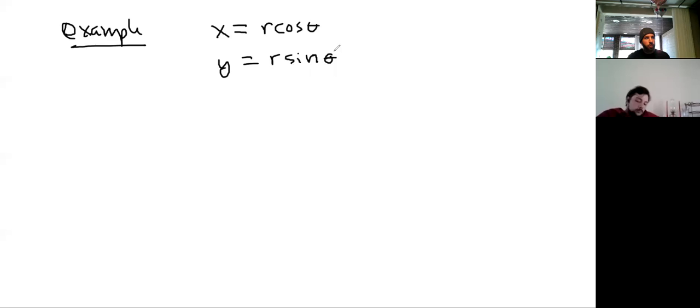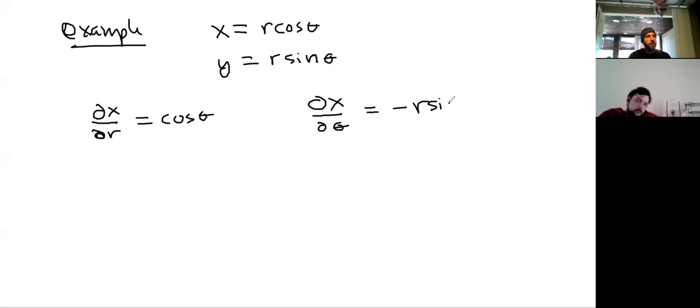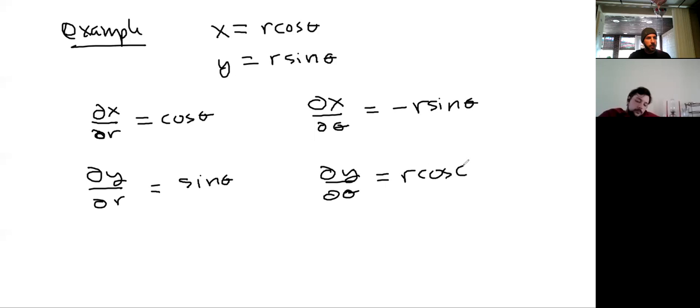So that was how we were moving variables. So let's compute some partials. What's the partial of x with respect to r? Well, that's just cosine theta. What's the partial of x with respect to theta? Well, that's a negative r sine theta. And then what's the partial of y with respect to r? That's sine theta. And then what's the partial of y with respect to theta? Well, that's going to be r cosine theta.